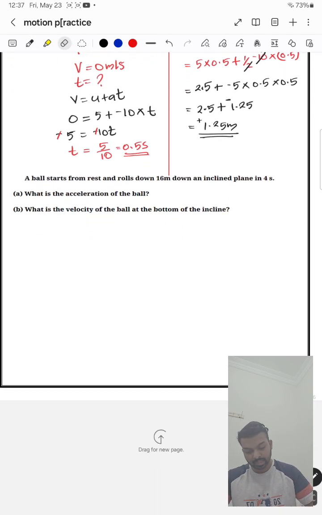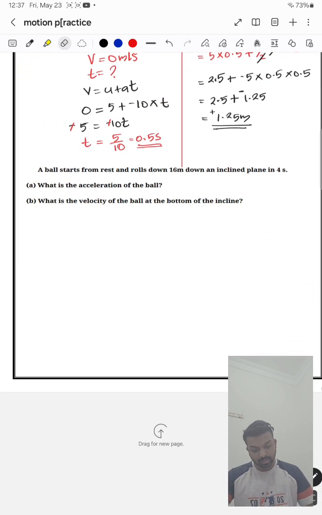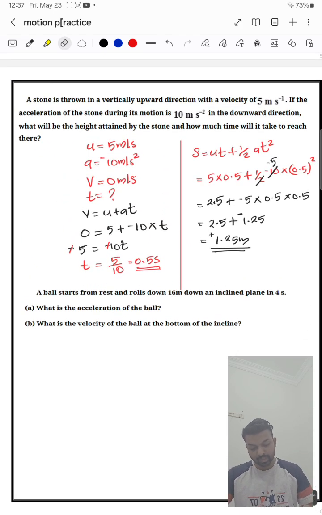So let's see what it is. Okay, so this is the last question for the session. A ball starts from rest and rolls down 16 meters. So this is actually a ball in a state of rest, and then it is rolling 16 meters. Okay, now what are the informations given here, people?